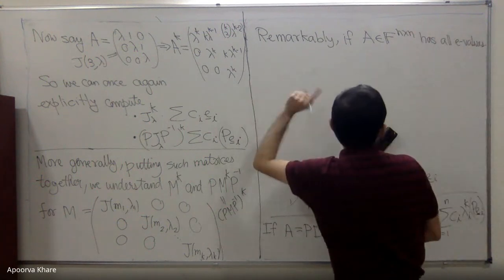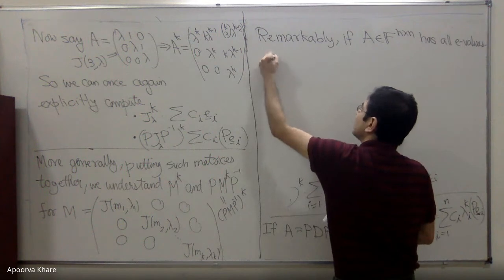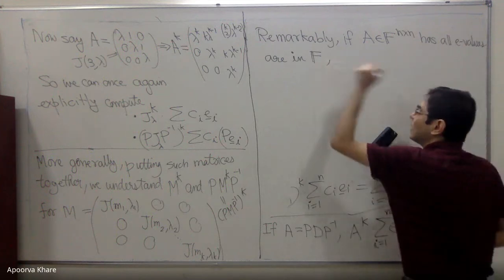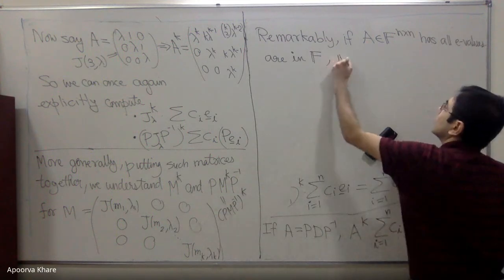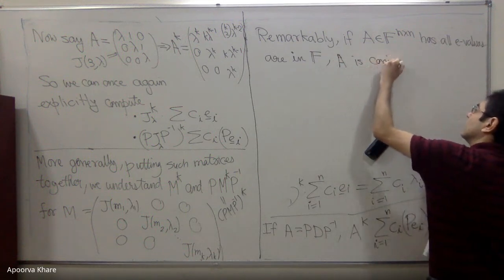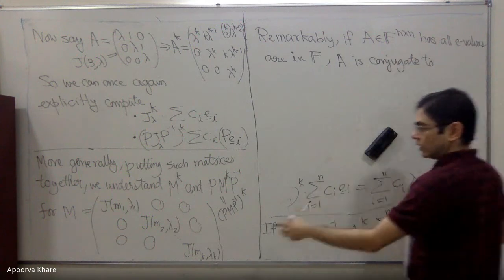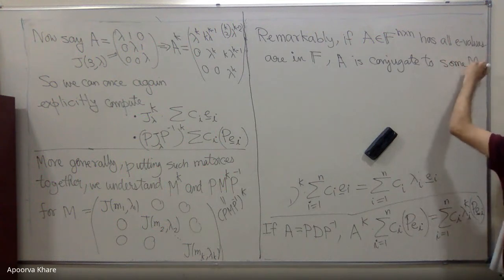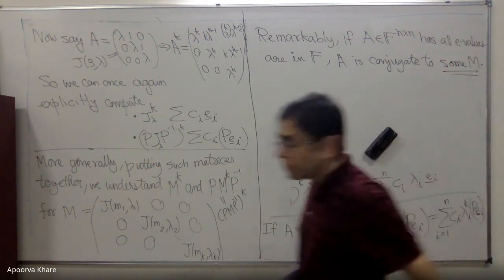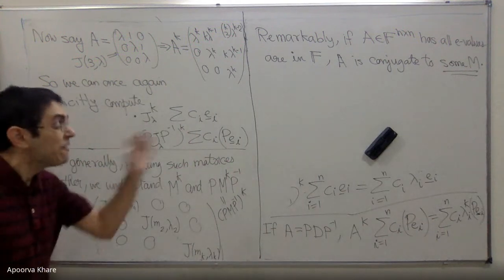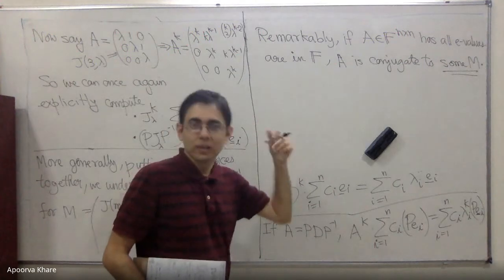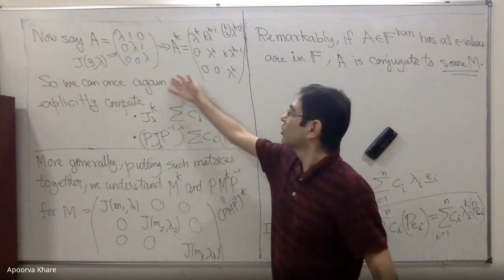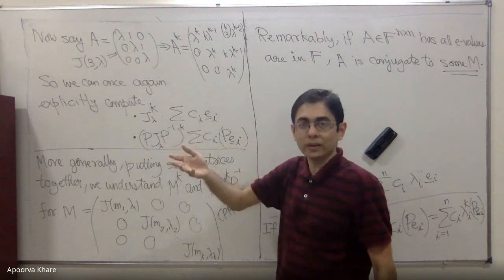Remarkably, if you have any square matrix and all its eigenvalues are in the field, so for example, this happens if your field is the complex numbers, then A is conjugate to some matrix M of this form. So every matrix, all of whose eigenvalues lie in the field, is conjugate exactly to such a matrix. So basically what we are saying is, we don't just understand diagonal and diagonalizable maps and how they act on vectors.